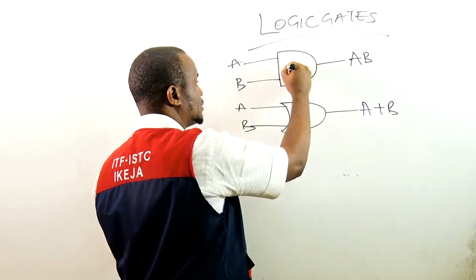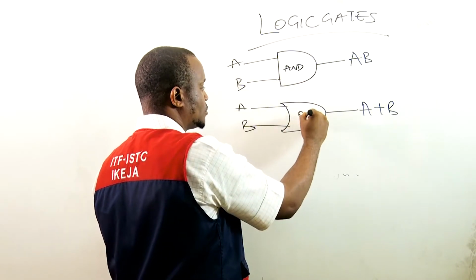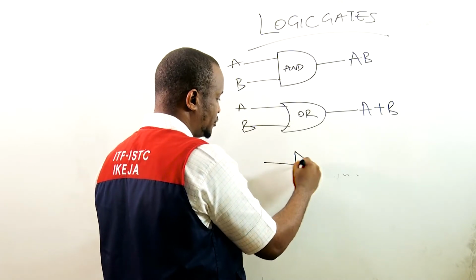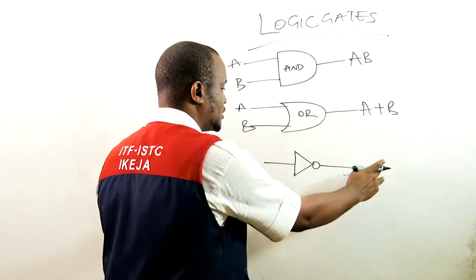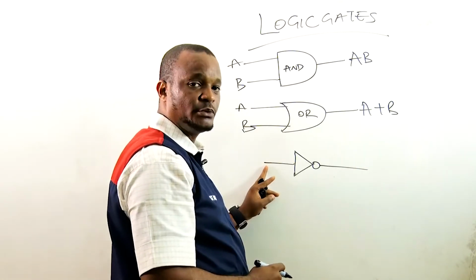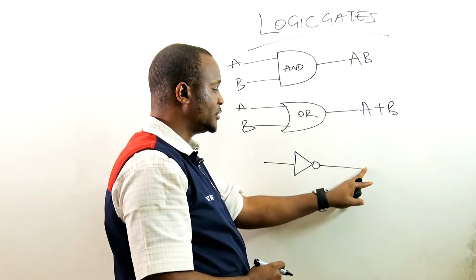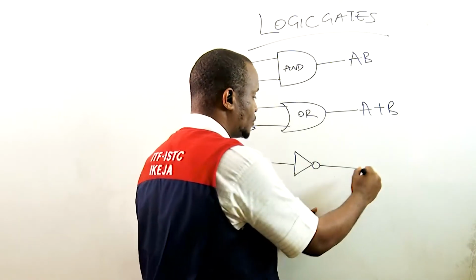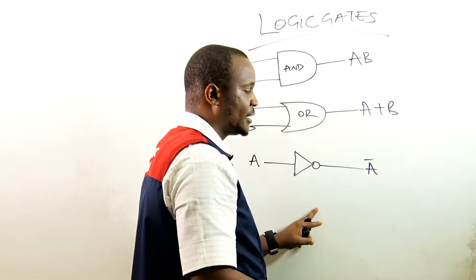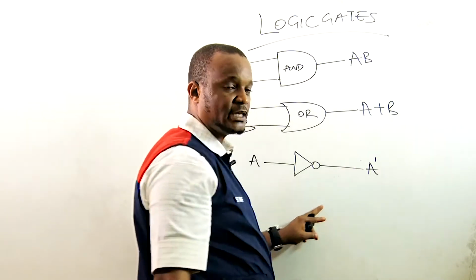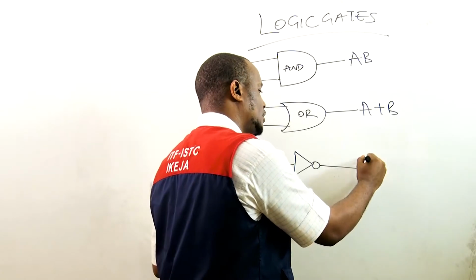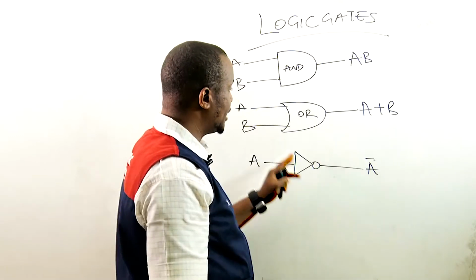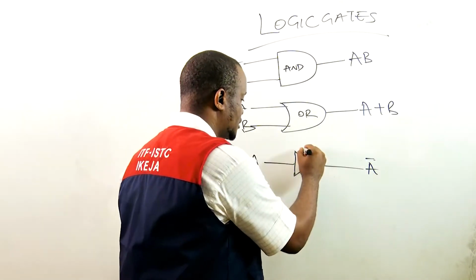So the first one is AND and this is OR. And then finally we have the NOT gate. The NOT gate is unique. It has 1 input and an output. Some call this the inverter. Whatever you put here, it inverts it. And then we have it as A bar or A prime. Some texts have it as A prime, while some call it A bar. So this is the inversion, inverting the input. That's what this does. So this is the NOT.